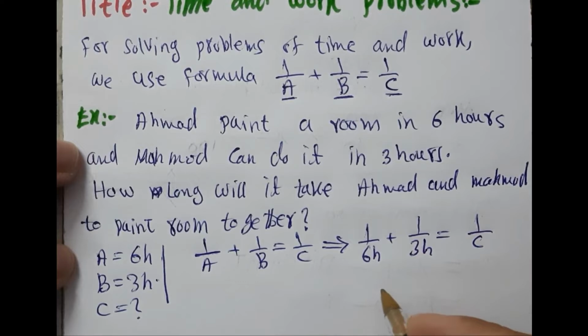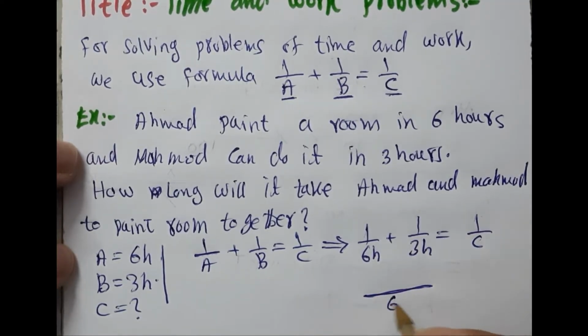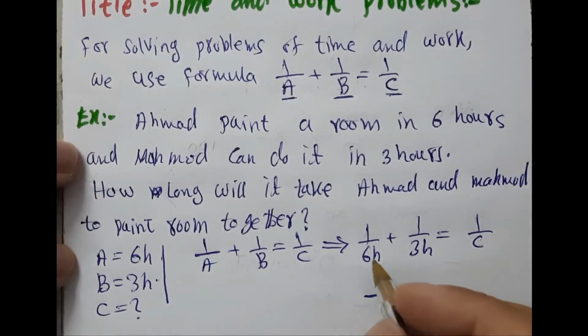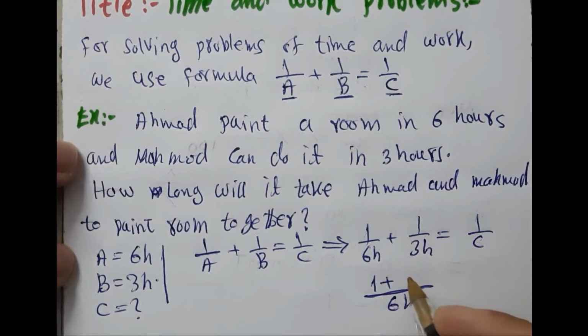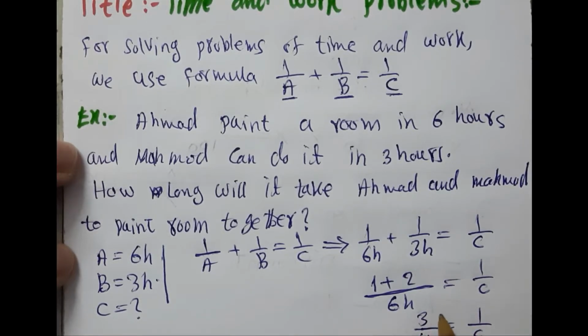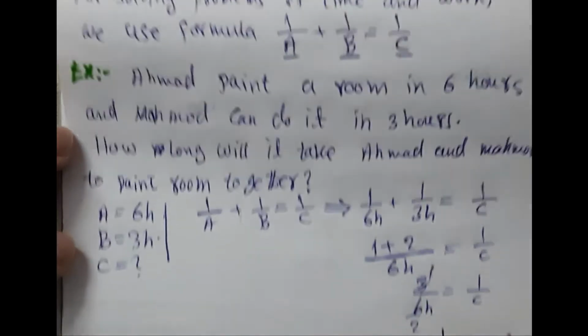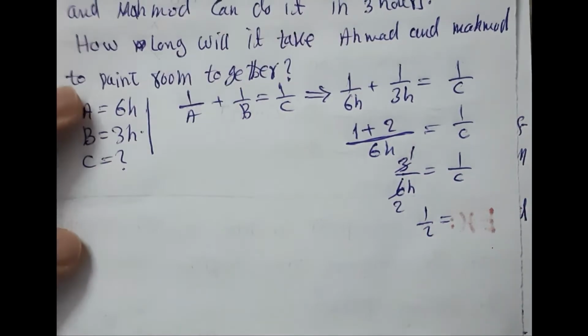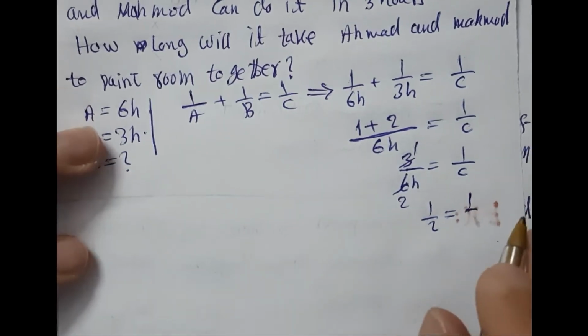Here we take the common denominator. 6 is the common denominator. 6 divided by 6 is 1, 1 multiplied by 1 is 1, plus 6 divided by 3 is 2, 2 multiplied by 1 is 2. It is equal to 1 by C. 1 plus 2 is 3. 3 by 6 hours is equal to 1 by C. We can cancel 3 with 6. 1 by 2 is equal to 1 by C.